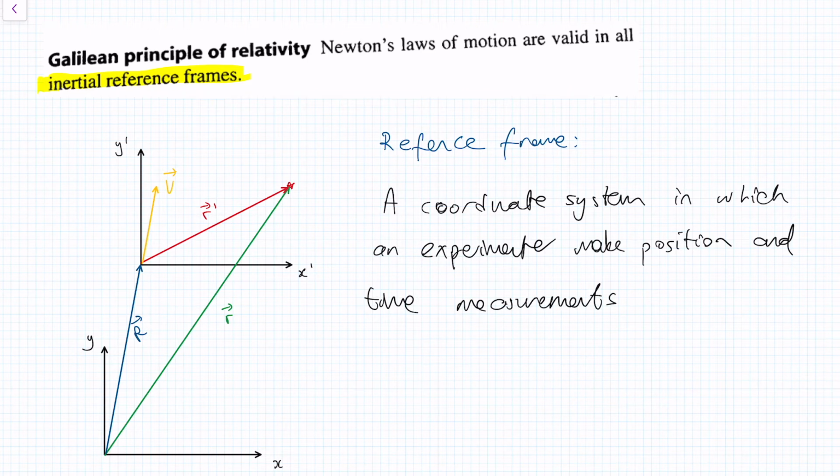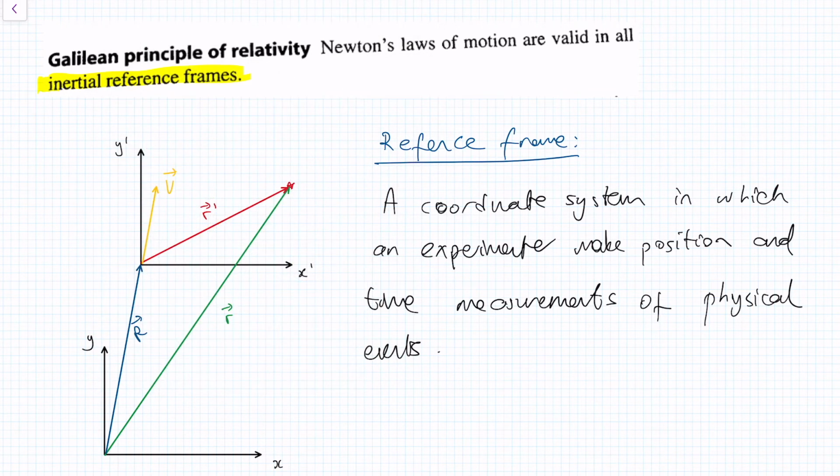This word measurements becomes more exciting if you're dealing with quantum mechanics, but we're taking it as a very simple word, as measurement in classical and Einstein's physics. So it's a measurement of physical events. That's the definition of a reference frame: a coordinate system in which an experimenter makes a position and time measurement of a physical event, or events.